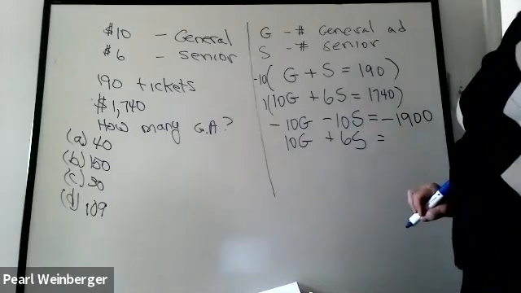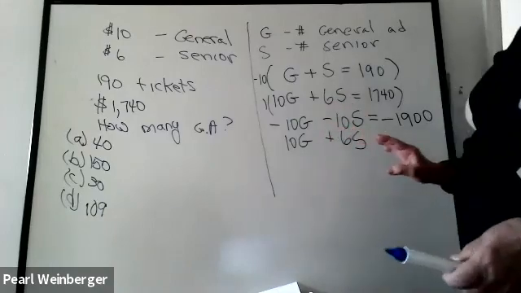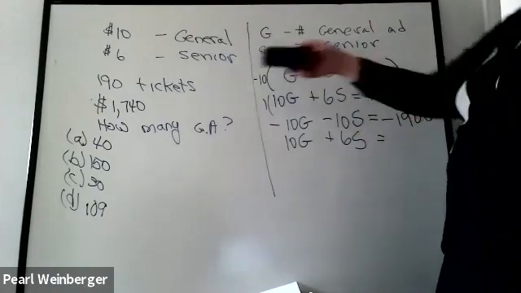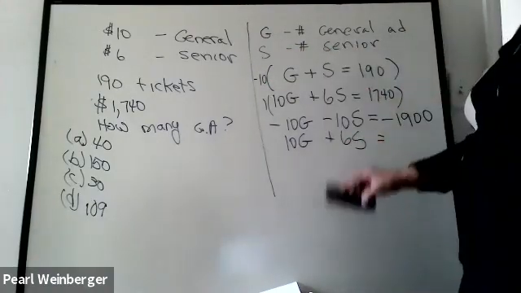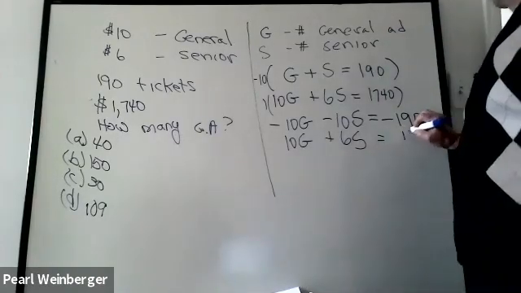Oh, I'm sorry. I told you the wrong thing. I really should have gotten rid of the S's because I want to figure out what the G's are. I'll do it this way and then I'll go back since I already started this. This is 1740.